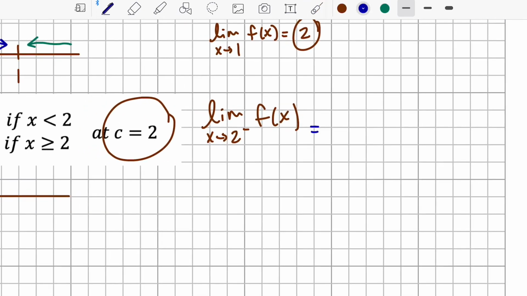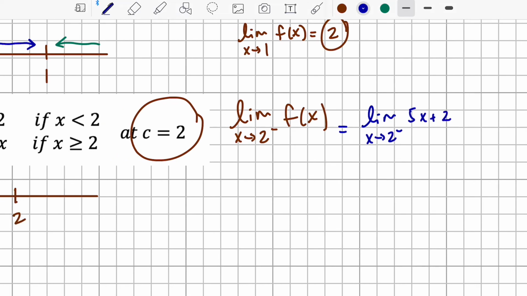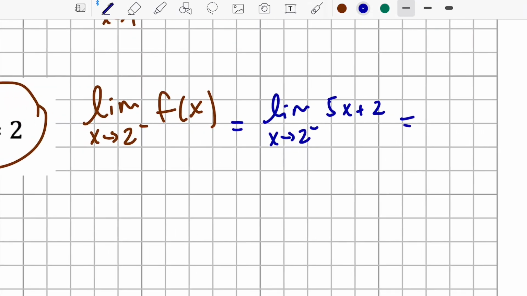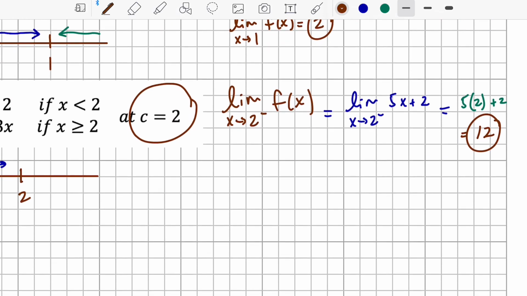So let's write it again. Limit as x approaches 2 from the left is 5x plus 2. So now we use direct substitution. Plug it in. So it's 5 times 2 plus 2. And 5 times 2 plus 2 is 12. Okay, now let's do from the right. So limit as x approaches 2 from the right of f of x.